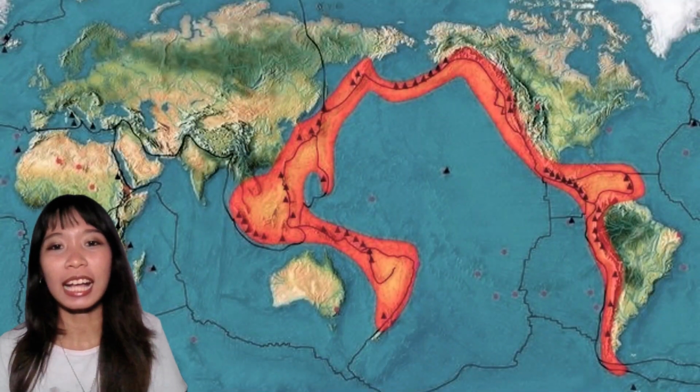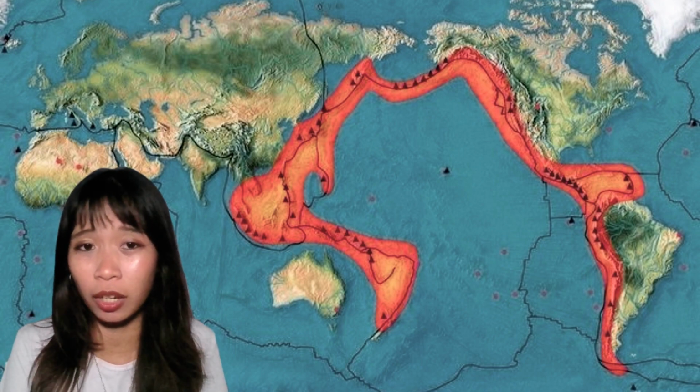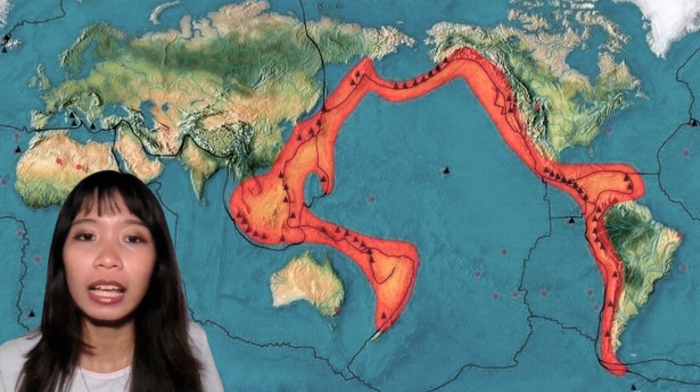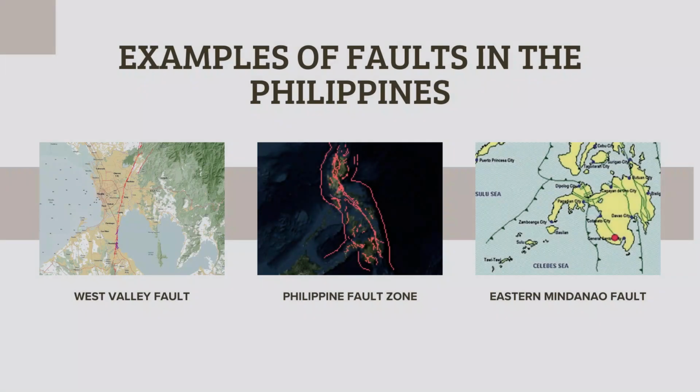The Philippines has many faults because our country is located along the Pacific Ring of Fire. This area is known for frequent earthquakes and volcanic activity. For example, our major faults in the Philippines are the West Valley Fault, the Philippine Fault Zone, and the Eastern Mindanao Fault. And because of these faults, earthquakes are common in the country. That is why understanding faults and earthquake preparedness is very important for every Filipino.